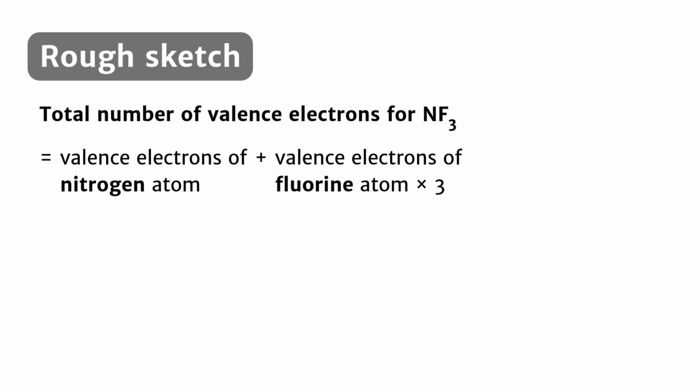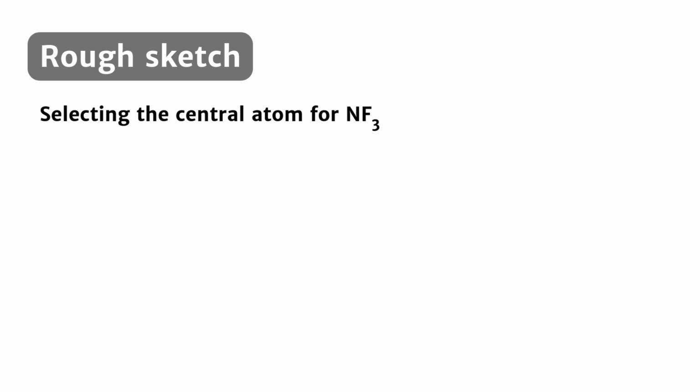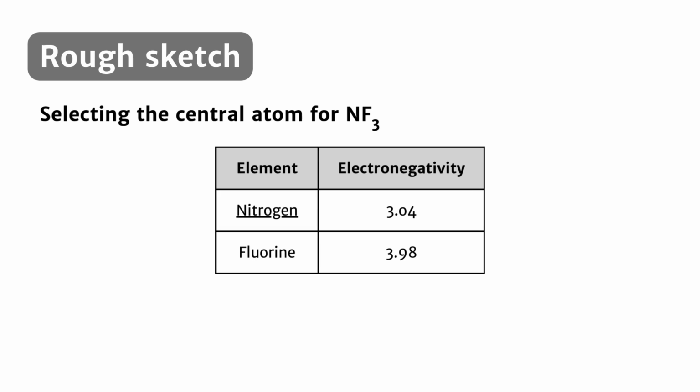Therefore, the total number of valence electrons is calculated as 5 plus 7 multiplied by 3, which simplifies to 5 plus 21, which equals 26. Thus, NF3 has a total of 26 valence electrons. The central atom is typically the one with the lower electronegativity value. In the NF3 Lewis structure, nitrogen and fluorine are present, with electronegativity values of 3.04 and 3.98, respectively. Since nitrogen has the lower electronegativity, it is chosen as the central atom for NF3.